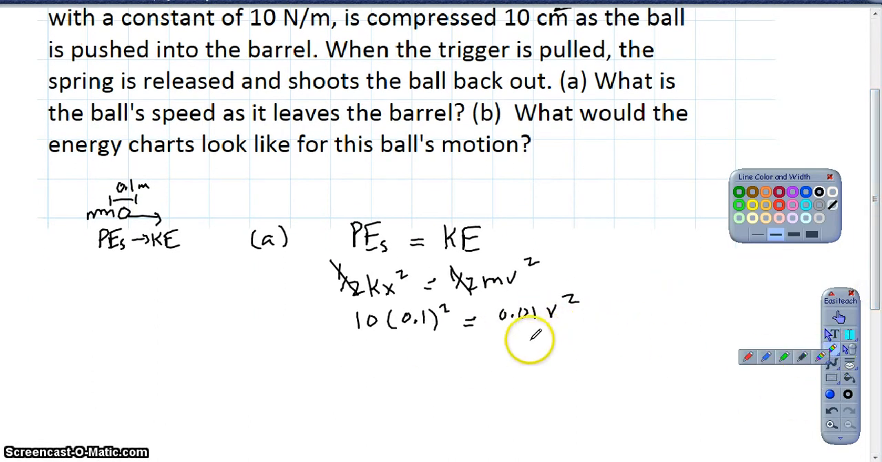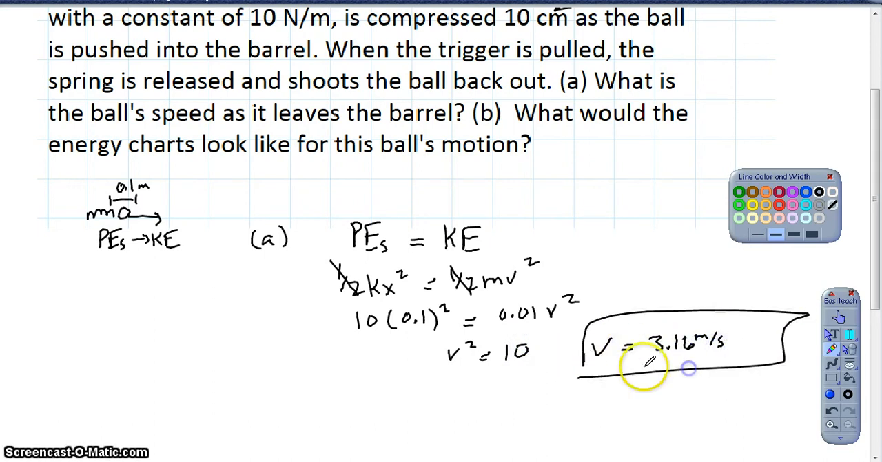Solving it from here, you get that v squared equals 10. So when I solve this out, I get v squared equals 10, which then means v equals the square root of 10. So v equals about 3.16 meters per second. So that's how fast the ball goes as it leaves the spring. So part A, nothing too tricky.